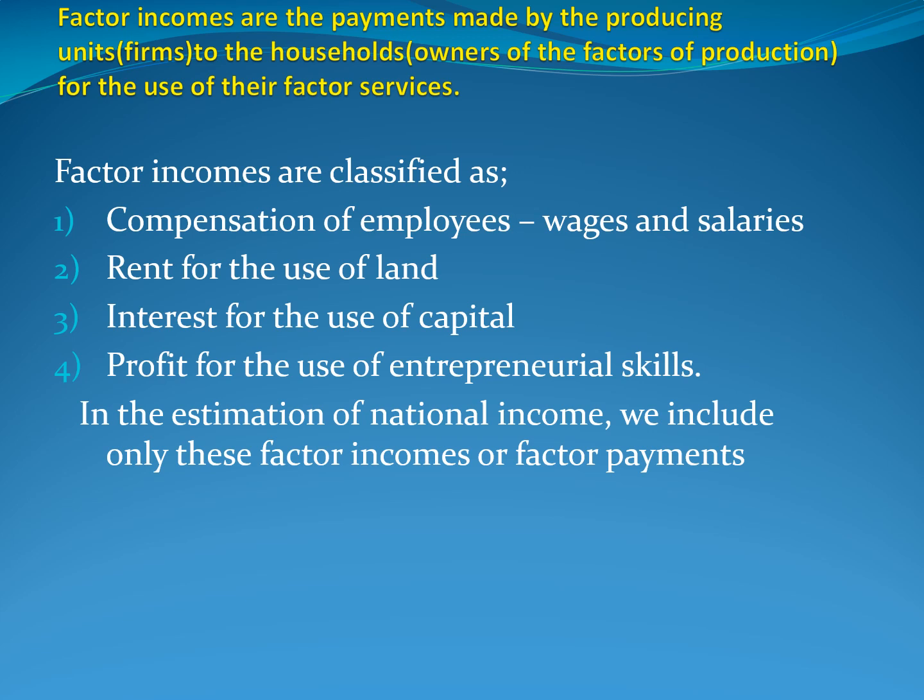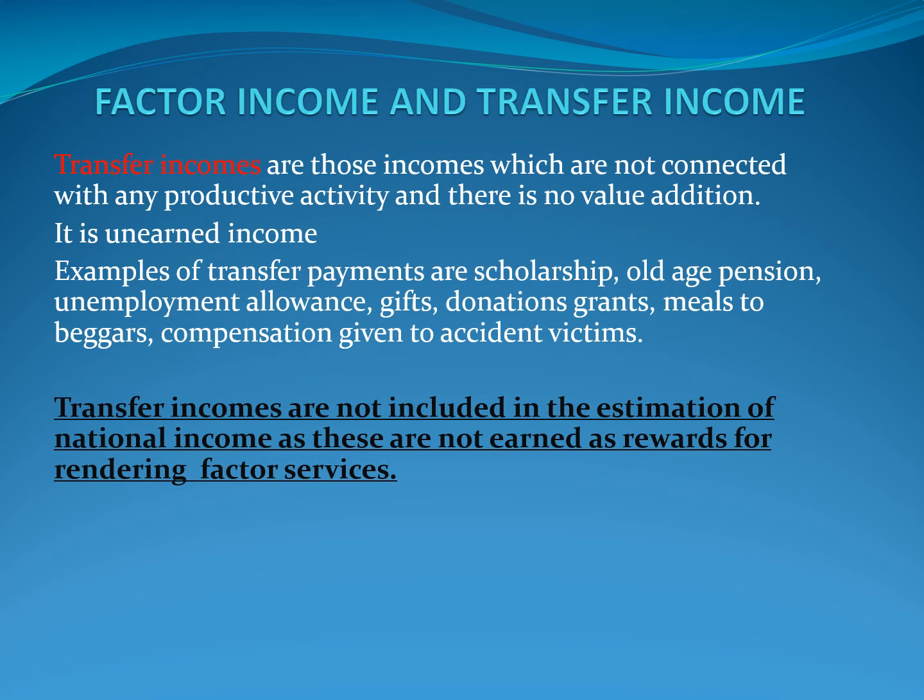Now, when we talk about national income, we include only these factor incomes or factor payments which are received by the owners of the factors of production. National income includes only factor income. So we make a distinction between factor income and transfer income. We've already discussed in detail as to what is factor income. Now moving on to transfer income.